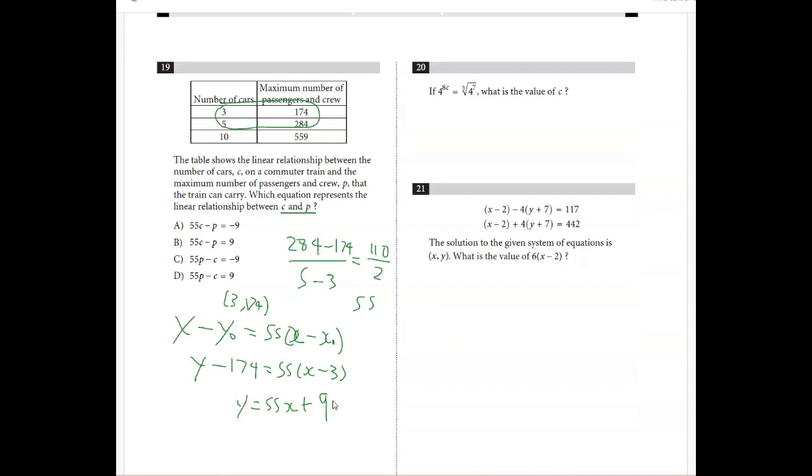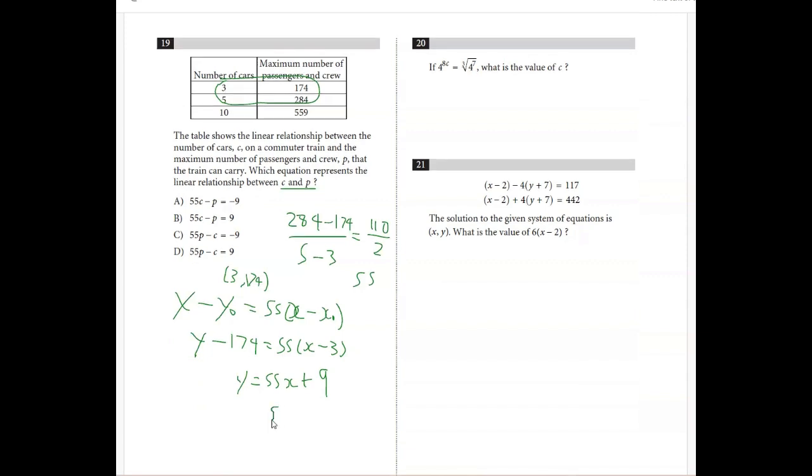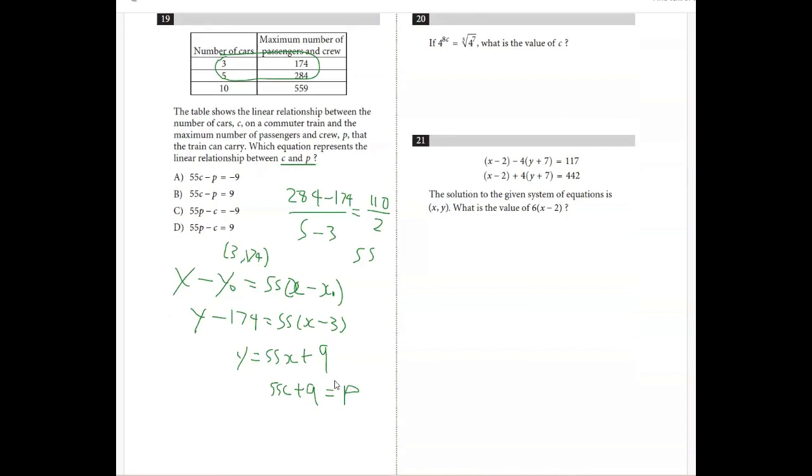And since x, I assume, is the number of cars, it's 55c plus 9. And this is equal to the number of passengers and crew. So I'm going to flip-flop this. Oh, by the way, we know that C and D are wrong because it's a 55C, not a 55P. So I'm going to go ahead and just swap these over. So 55C, minus P on both sides and minus 9 on both sides. So A is correct.